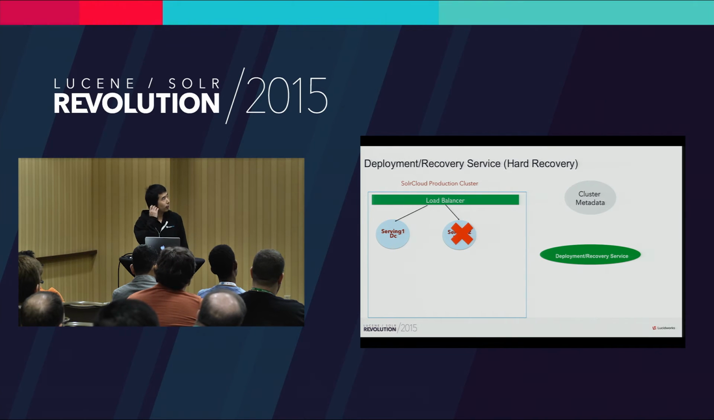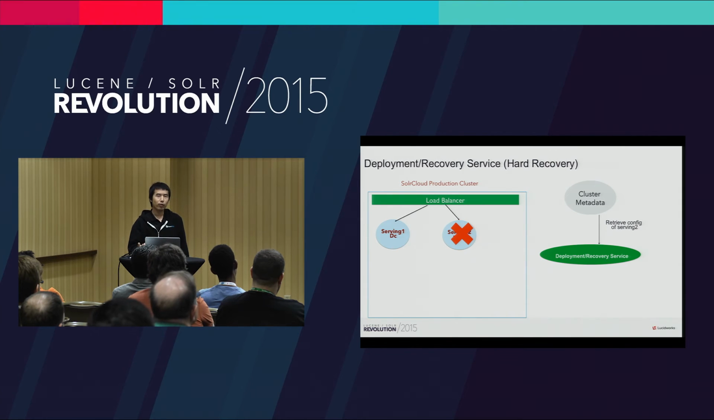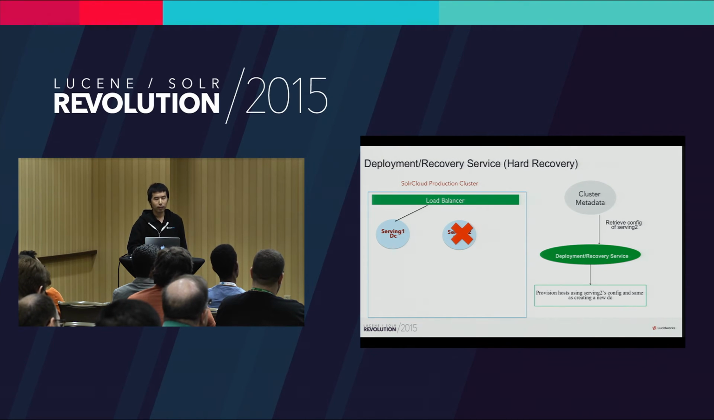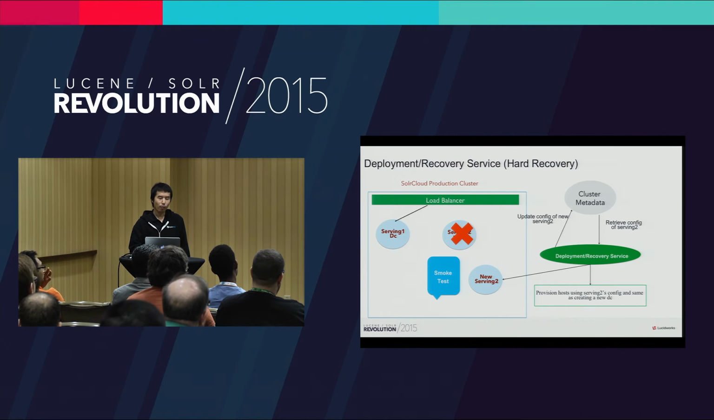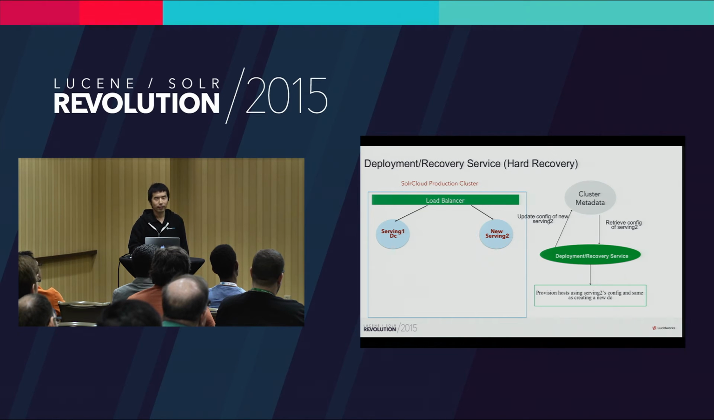Suppose serving data center 2 is down. The deployment service will just retrieve the existing config of serving data center 2 from the database and provision the hosts for you automatically, because it already has the configuration of how many hosts and which app it serves. Then, like how you launch a new data center, it will launch a new serving data center 2, do the smoke test, swap with the existing serving data center 2, and add it back to the load balancer. So the hardware recovery is also easier to do.